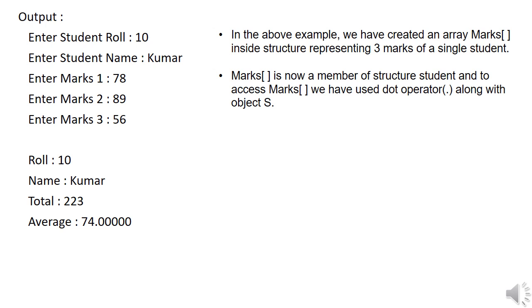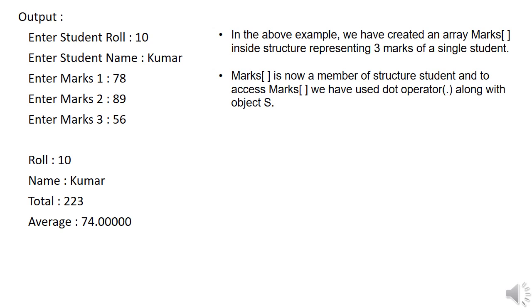This is the output of the program that I have discussed in the previous slide. Here you can see that the user is asked to enter the roll number, name of the student and marks of the 3 subjects. Then that will be added and displayed the total marks and average marks along with roll number and name.